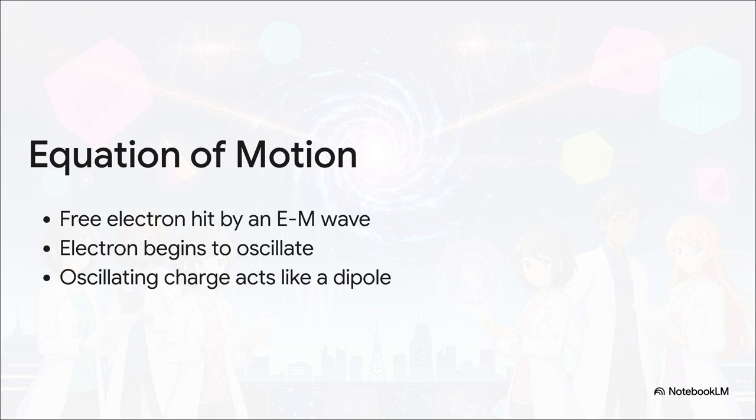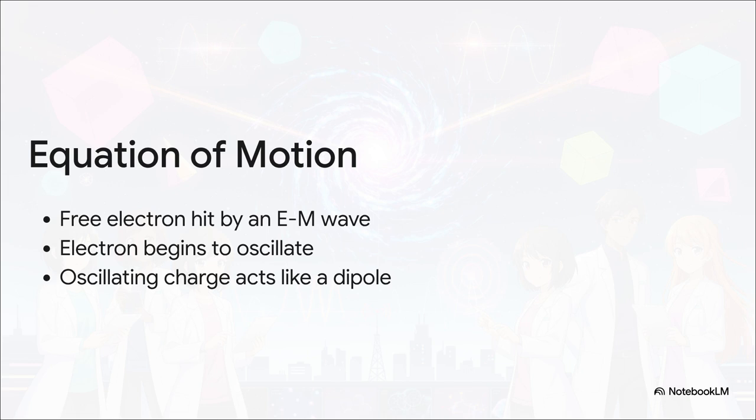Imagine a free electron, right? It's got mass m, charge e. Suddenly, wham! It gets hit by a plane polarized monochromatic electromagnetic wave. What happens? Well, the wave forces the electron to move, and this gives us our equation of motion, which is really just force equals mass times acceleration. So m times the second derivative of x with respect to t equals the electric force of the wave.